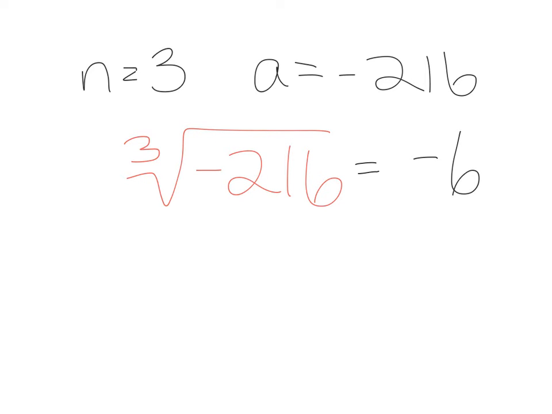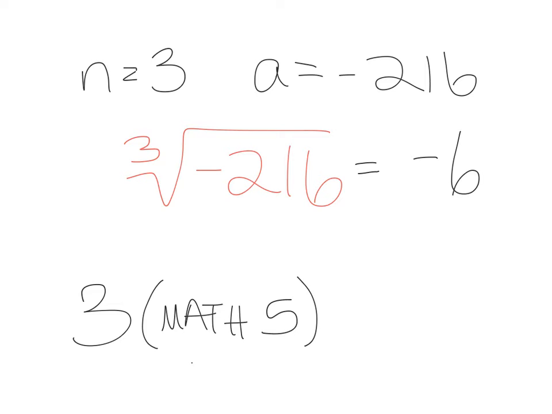You can type this in your calculator by pressing 3, and then the Math button, and then I think it's number 5. It looks like this. That button on your calculator, and then type negative 216. It will do the third root of negative 216 and give you negative 6.